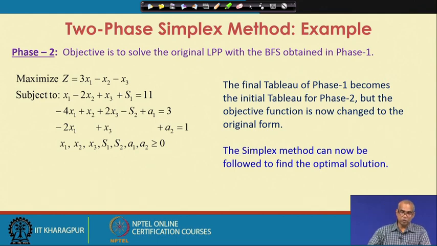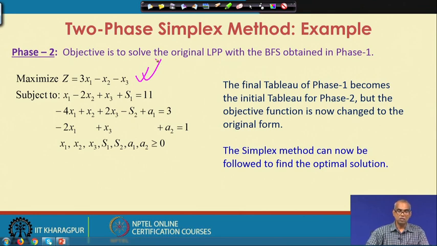But if the solution to the auxiliary linear programming problem is such that both R1 equal to 0 and R2 equal to 0, then the final tableau of phase 1 becomes the initial tableau of phase 2, because we will start now with the basic feasible solution obtained as a solution of the auxiliary linear programming problem, where R1 equal to 0, R2 equal to 0. But we have to now change the objective function. I will now consider the original objective function.